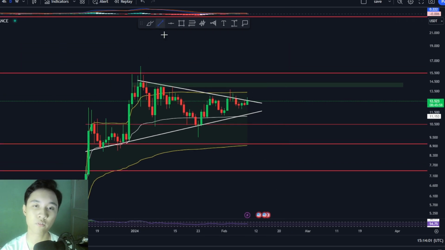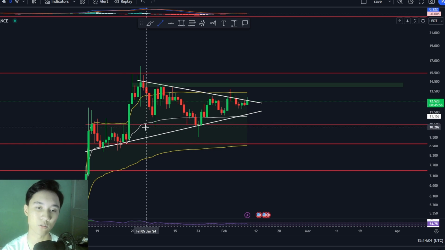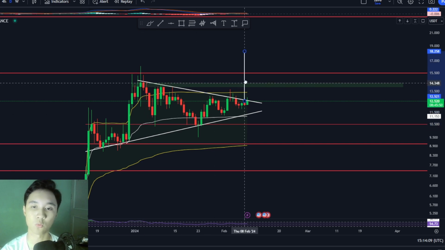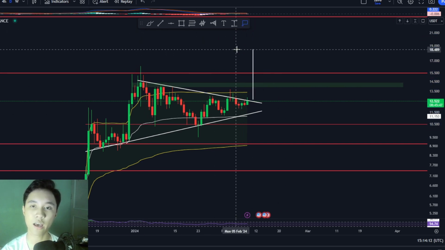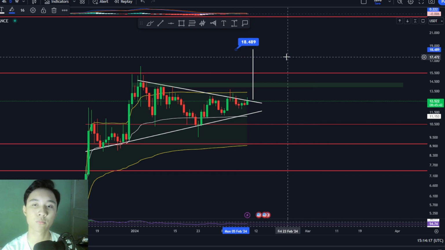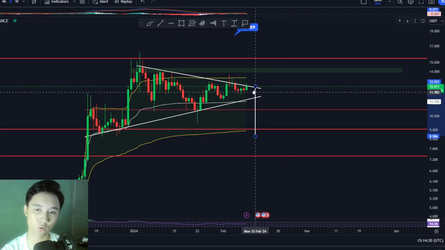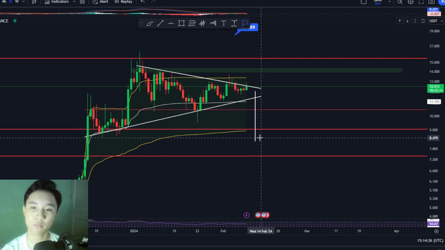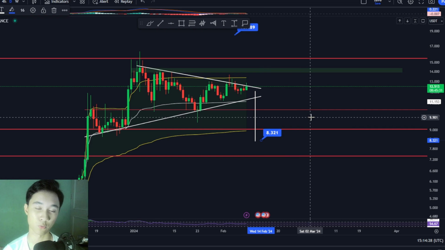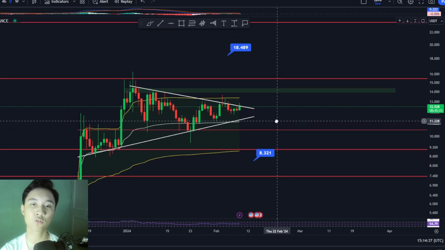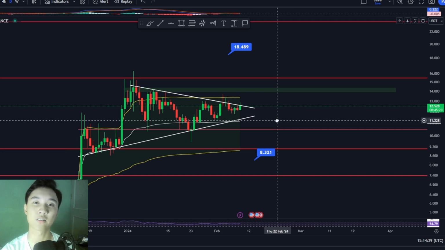First off, if we do see ICP close the daily candle above the triangle, then we are potentially looking at a price target right here at around $18.4. However, if we do see Internet Computer ICP break towards the downside of the triangle, we are potentially looking at a price target of $8.3. We're going to be moving towards the downside to $8.3 if we do break below the triangle in the daily time frame.